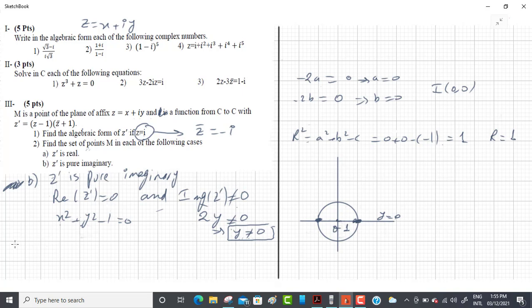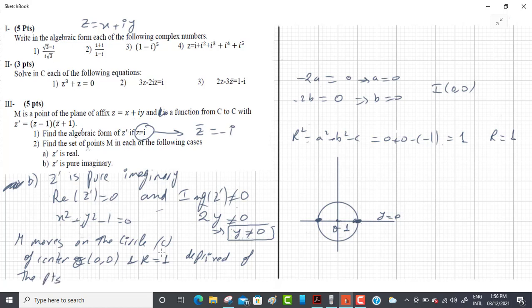So we'll say M moves on the circle C of center I 0 0, or we can say O 0 0, and radius equal 1, and moves on the circle but not on these points, deprived of the points. These are the points of intersection of the circle with the x-axis: A minus 1 0 and B 1 0. You will ask how you found the coordinates of A and B.